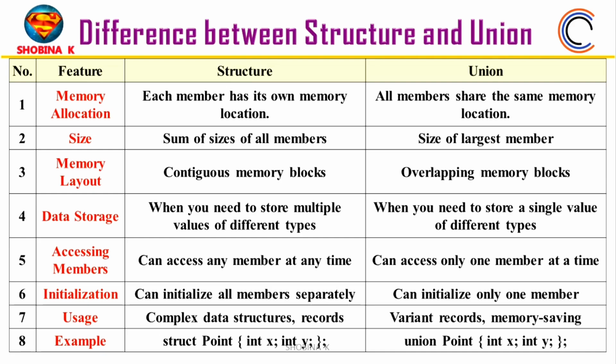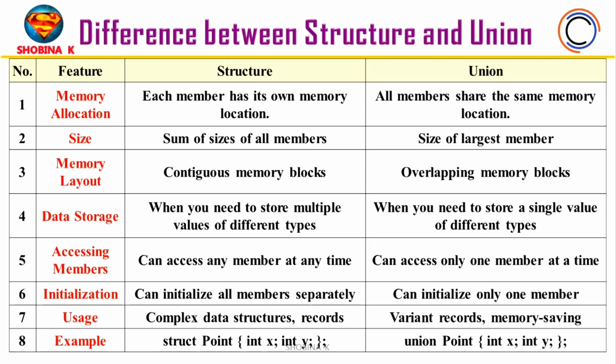Next, we have size. The size of a structure is the sum of the sizes of all its members, whereas the size of a union is the size of its largest member. Structure uses contiguous memory blocks for each member, whereas union uses overlapping memory blocks for its members. Structure is useful when you need to store multiple values of different types. Union is useful when you need to store a single value that can be of different types at different times.